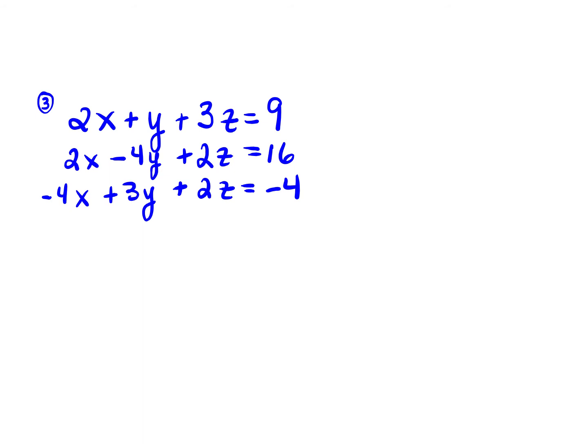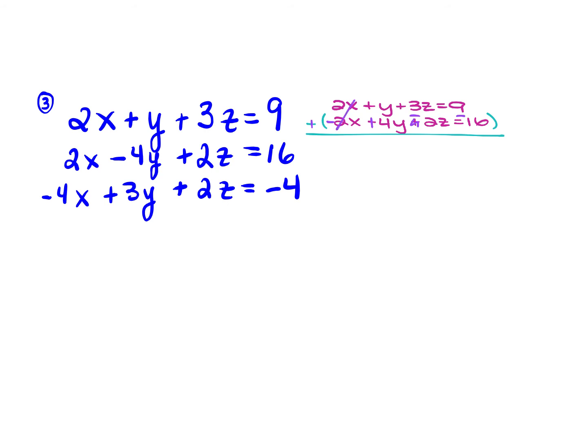If, again, I start with my top two, that means I'm going to work with the 2x plus y plus 3z is equal to 9, and the 2x minus 4y plus 2z is equal to 16. I'm going to subtract the bottom from the top, which means I'm going to change the sign on everything. So the 2 becomes negative, the 4 becomes positive, the 2z becomes negative, and the 16 becomes negative.